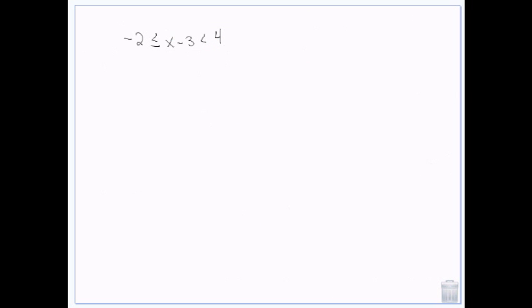All right, if you don't like solving it and doing things to 3 parts, you can split this. This is the same thing as negative 2 is less than or equal to x minus 3, and x minus 3 is less than 7. So you just take that middle part and write it twice with an and in between it. And then you can solve them separately. And I get 1 is less than or equal to x. And then when I solve this one, I'll actually add correctly this time. And I get x is less than 7.